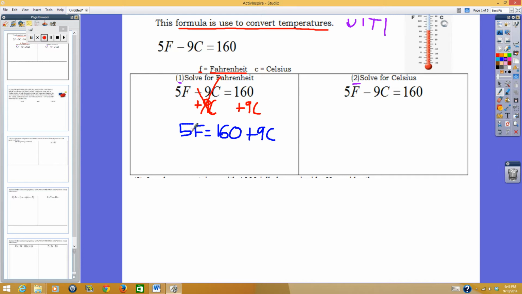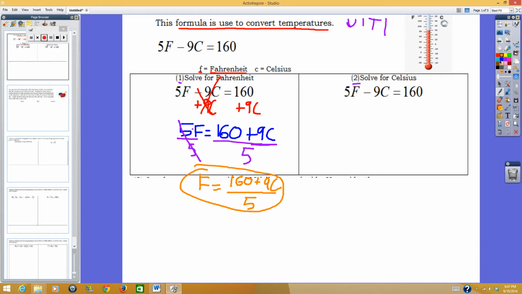Alright? Now, there's still something next to my f. Okay? Which is a 5. And we've been saying it for the past, basically, almost 3 weeks now. There's a multiplication when something's right next to another thing in math. So, to get rid of this 5, you would do the opposite of multiplication, which is division. You divide this whole side by 5. These two 5s cancel out. And then you end up with f equals what you have on the other side. 160 plus 9c divided by 5. That's your answer.